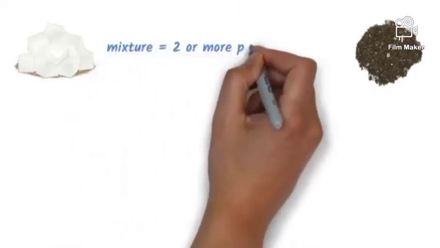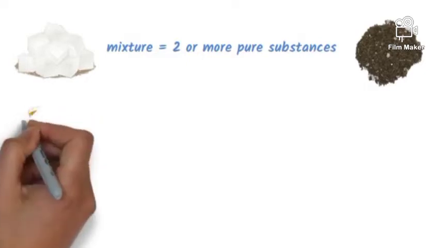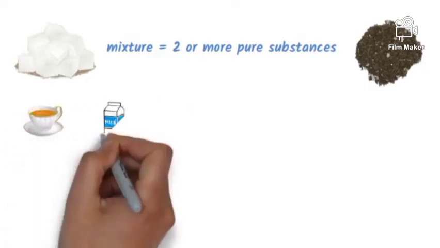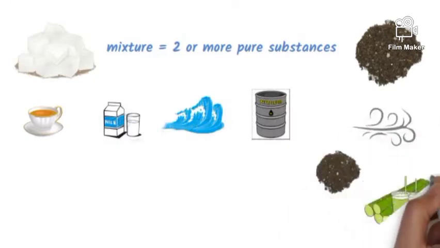Thus, a mixture is made up of two or more pure substances, and the pure substances which are present in a mixture are called components or constituents of the mixture. Most of the things which we use in our day-to-day life are mixtures. For example, tea, milk, seawater, petroleum, air, soil, and sugarcane.